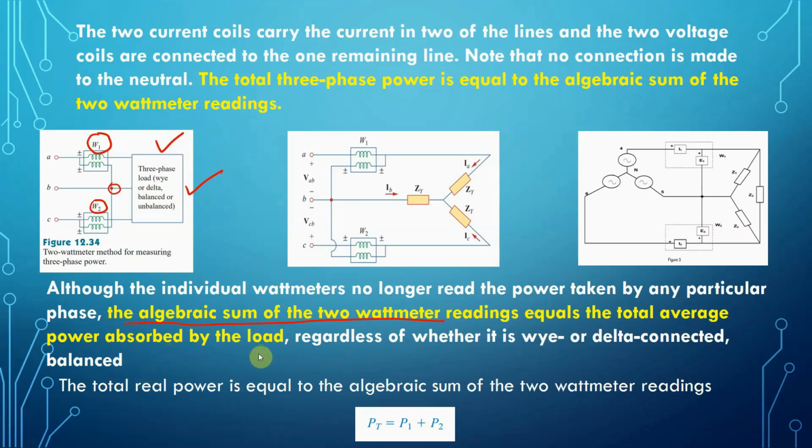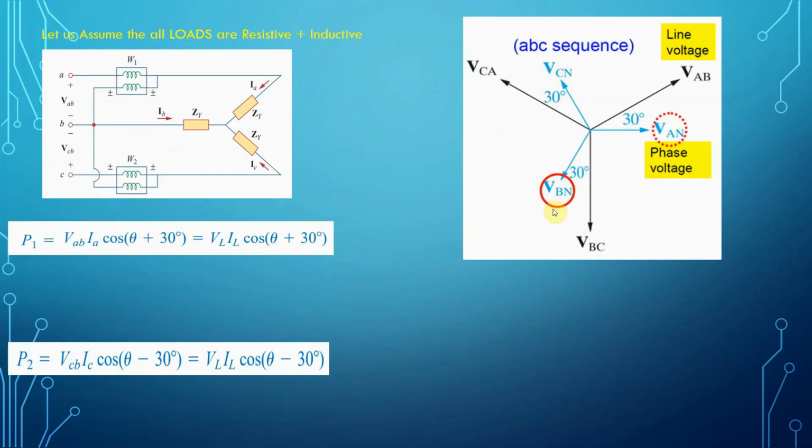Power is also consumed by the load, regardless of whether it is Y or delta connected. The real power is equal to the algebraic sum of the two wattmeter readings. So how can we prove that when we add W1 and W2, the total power will also be the same? Let's go to the next slide.